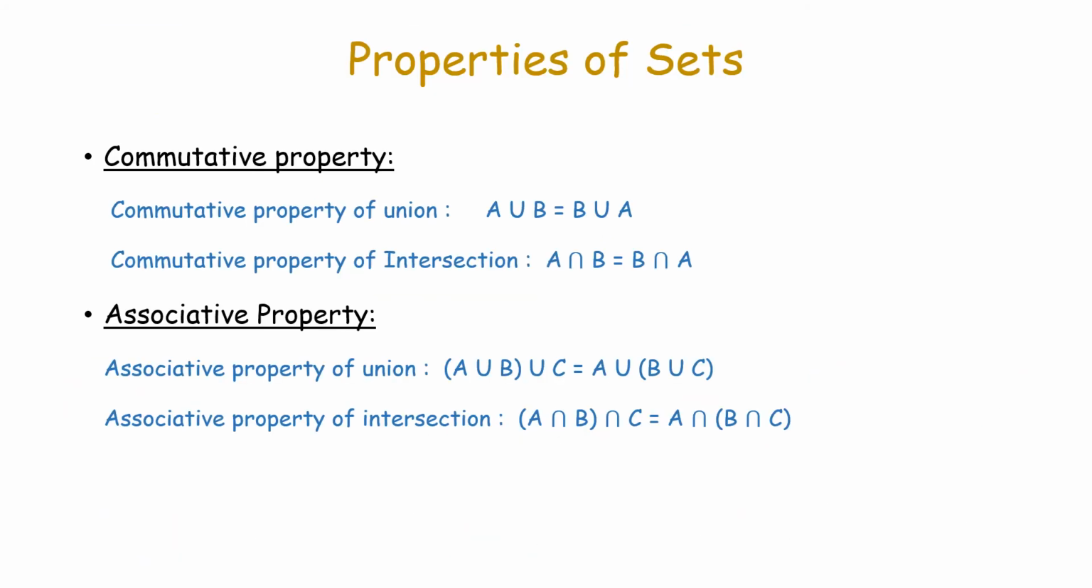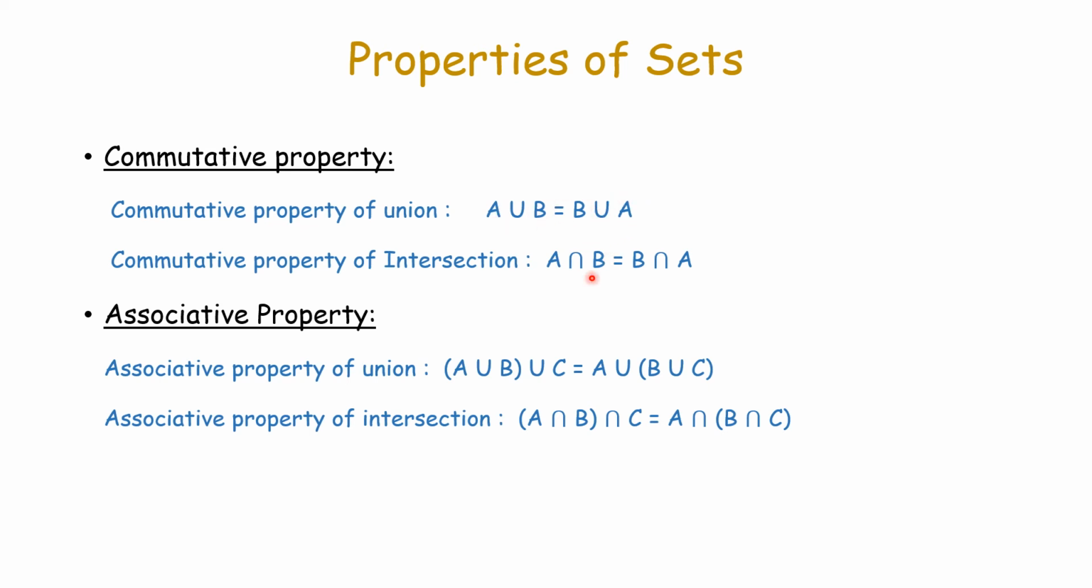Now these are some properties of sets: commutative property and associative property. We have already studied these properties in grade 6, so you just have to revise and remember them. The commutative property of union is A union B is equal to B union A. It means the order of the sets doesn't matter. If you write A first or B first, if you take the union, the answer will be the same on both sides.